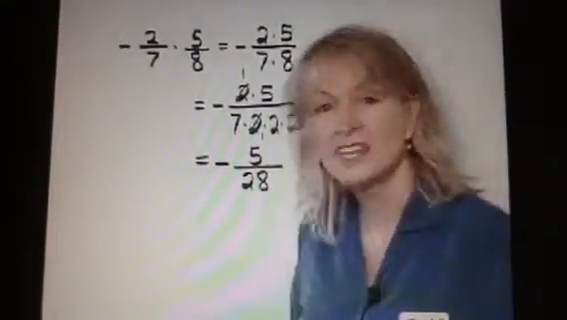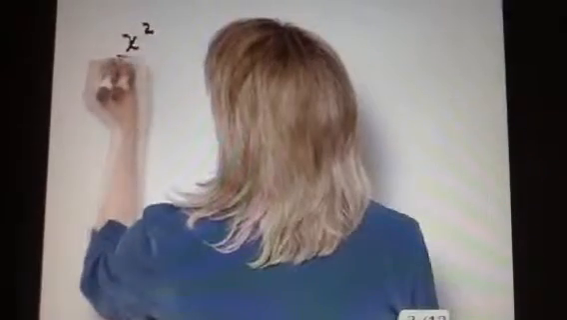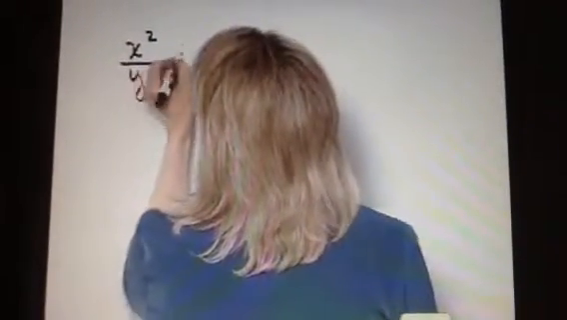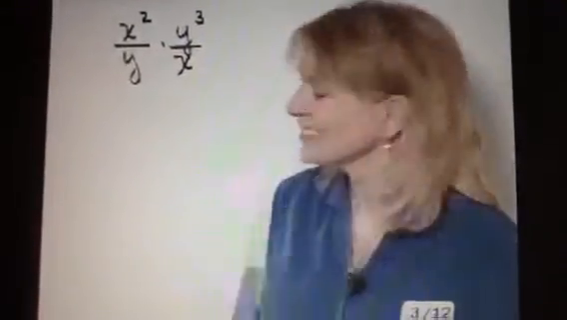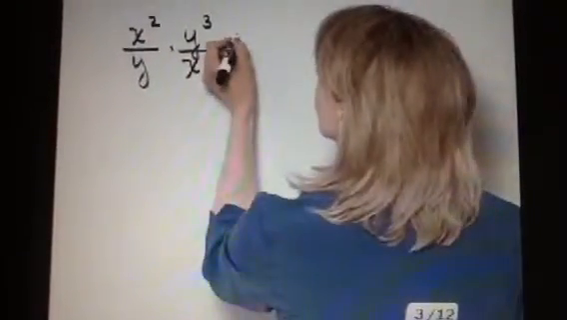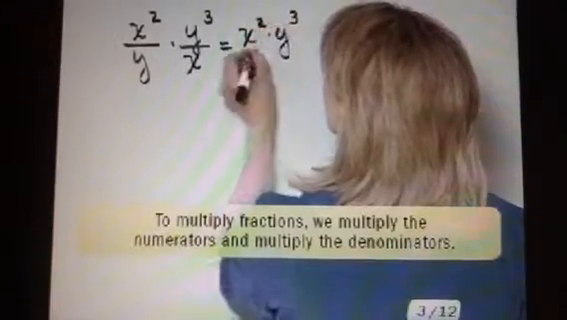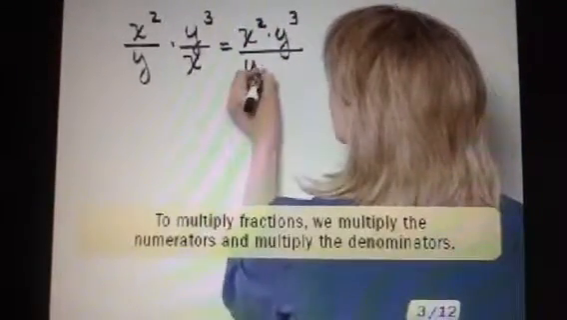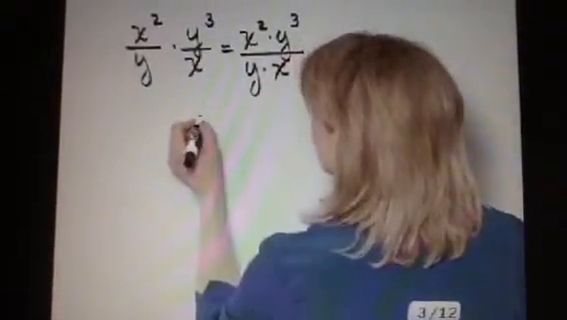Let's do that one more time. Let's multiply. Let's suppose we take x squared over y times y cubed over x. Let's look at some variables and let's multiply. I'm multiplying, so it's numerator times numerator over denominator times denominator. And there we have it. Let's see if we can simplify.